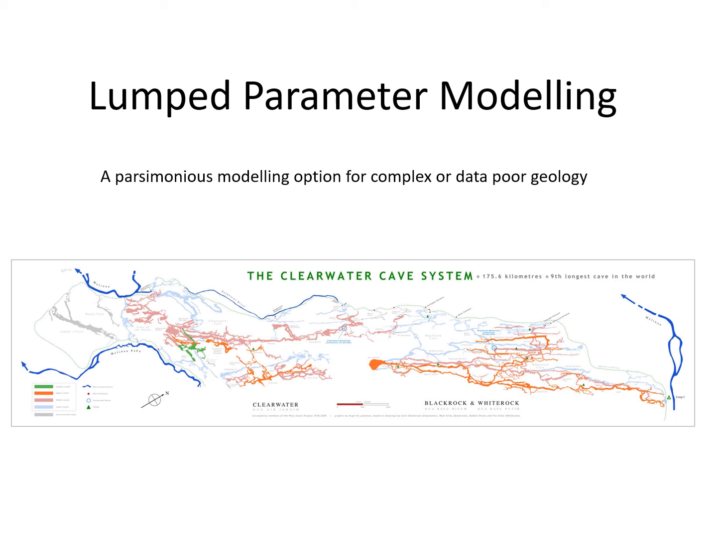And it's complex. You can see there's some preferred orientation, but if you didn't know where the caves were, you couldn't really predict it. And it's these caves and conduits that are going to be dominating the groundwater flow in these systems. We can't use a finite element or a finite difference model over this system because we don't know where the conduits are for a large part of it. The lumped parameter modelling approach is the only approach we could use. And so, as I say here, it's a parsimonious modelling option for complex or data-poor geology. Parsimonious means simplest and best.